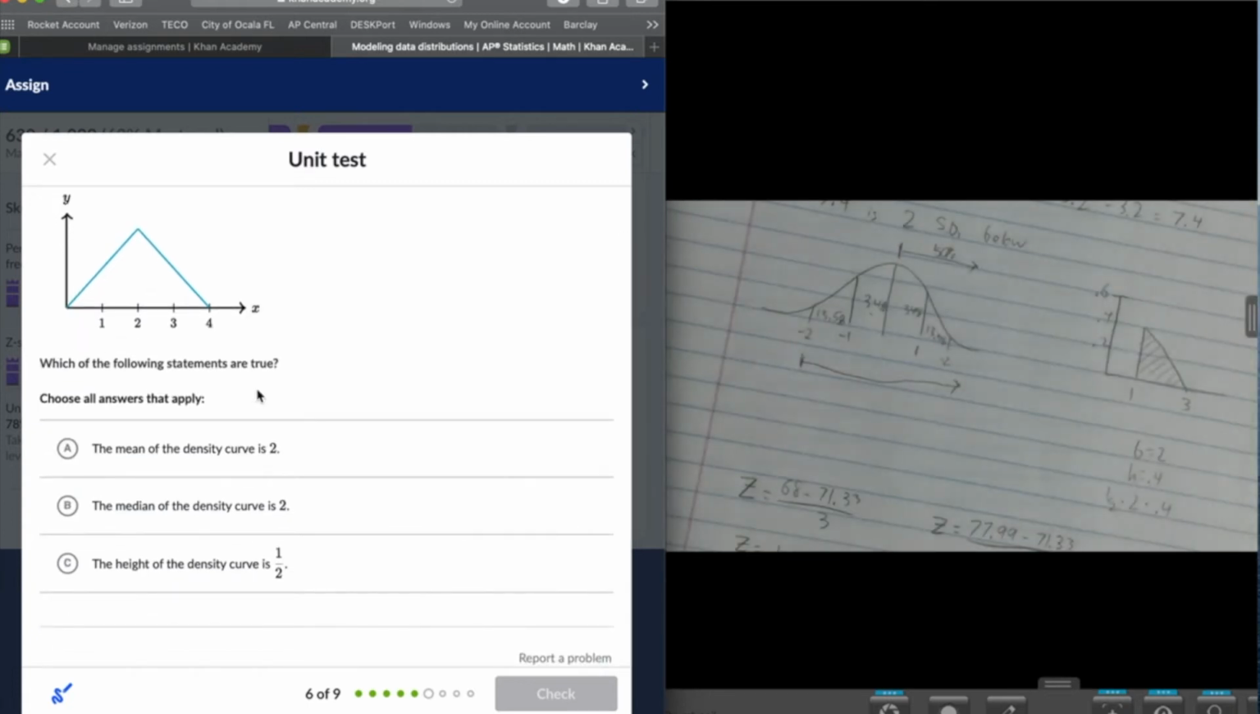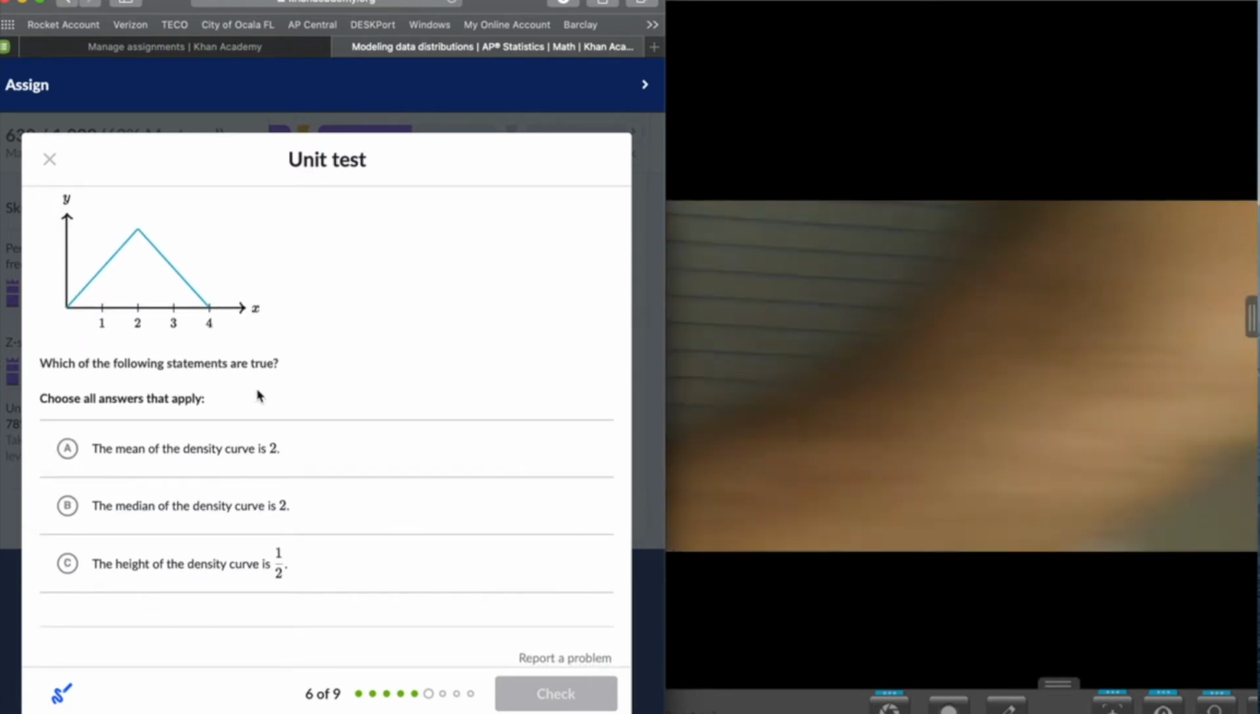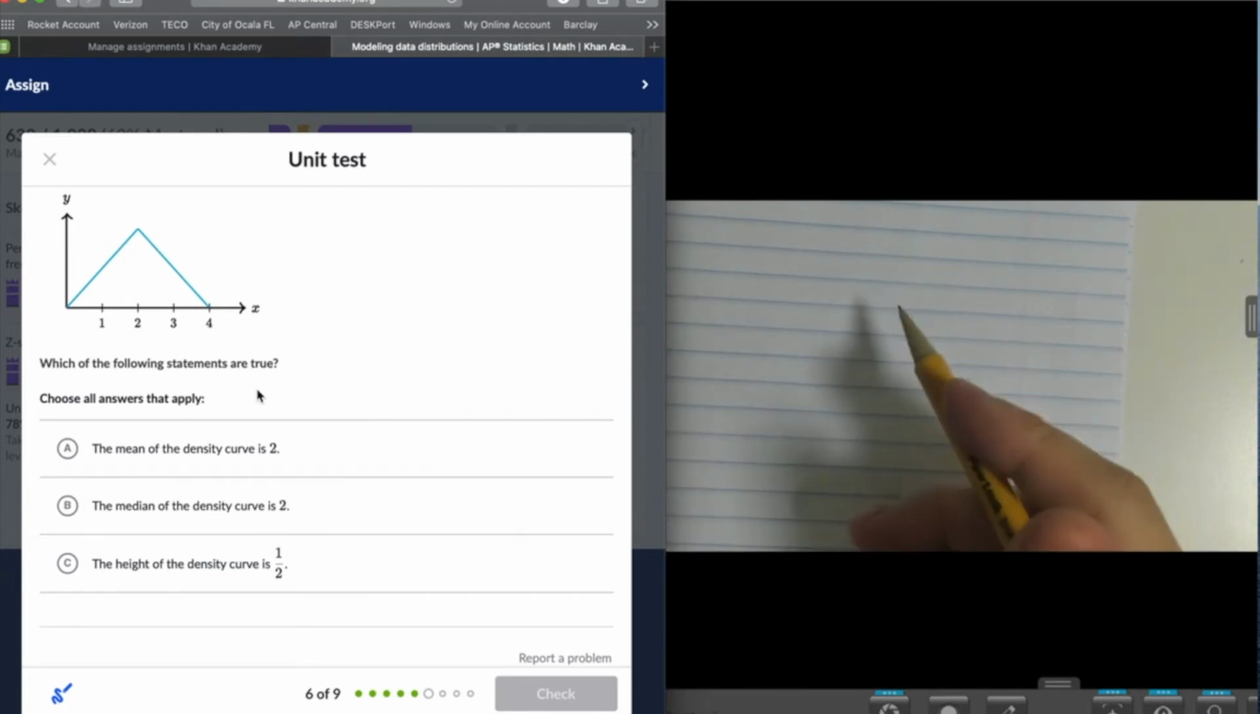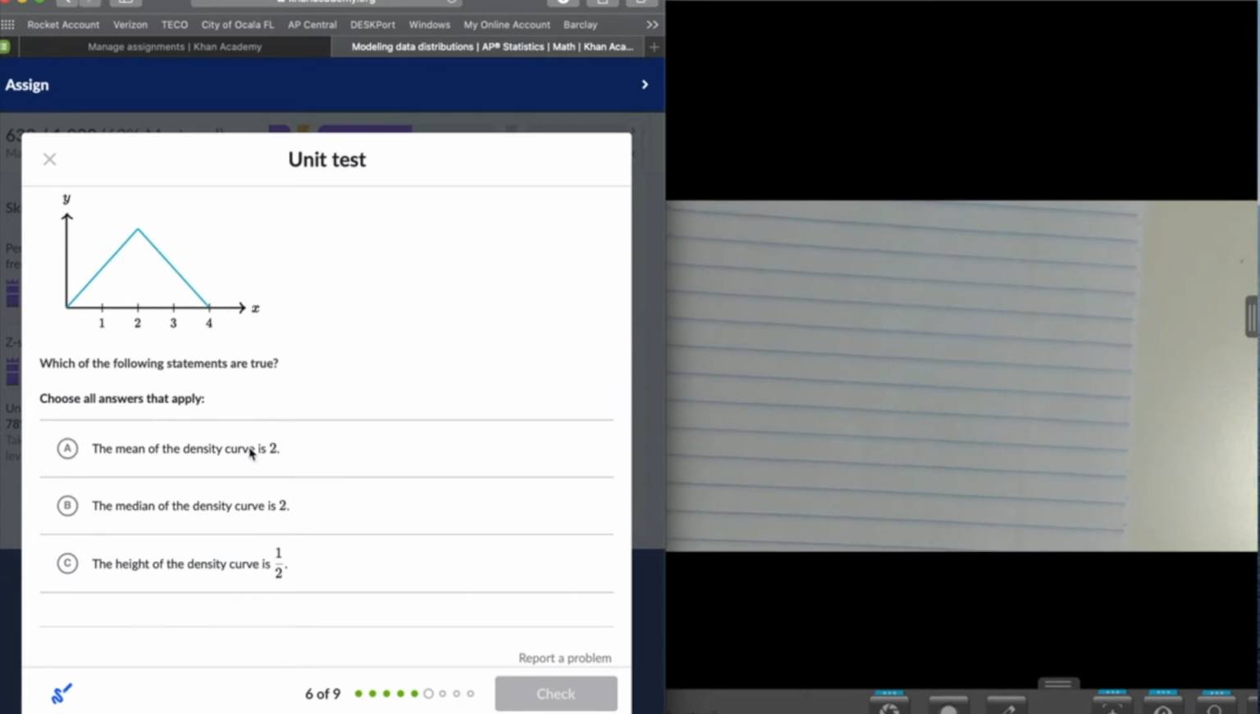All right, this one is a little bit more tricky. It says, which of the following statements is true? The mean of the density curve is 2. That is true because you can see it is in the direct middle of this data set. Again, 2 would be the balancing point if you were going to try to balance this.